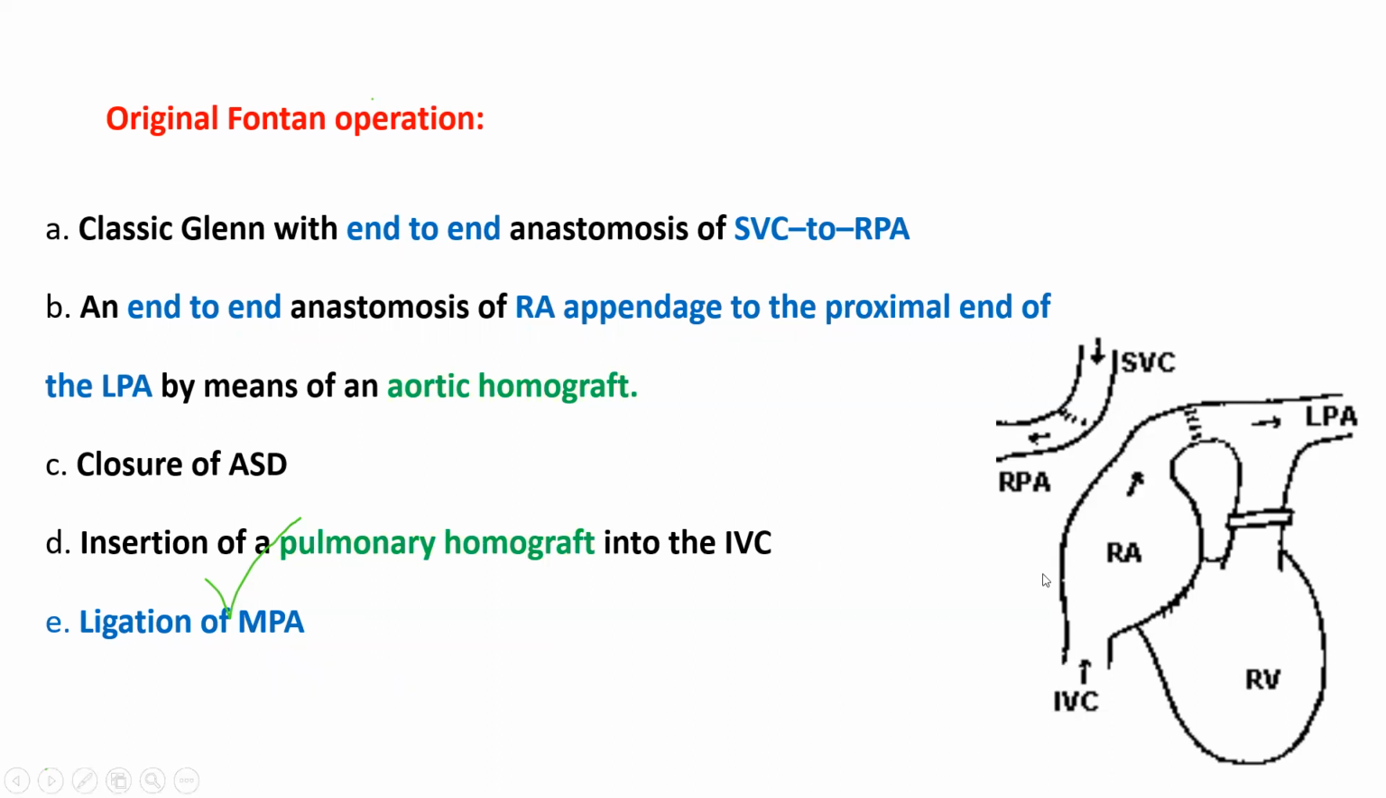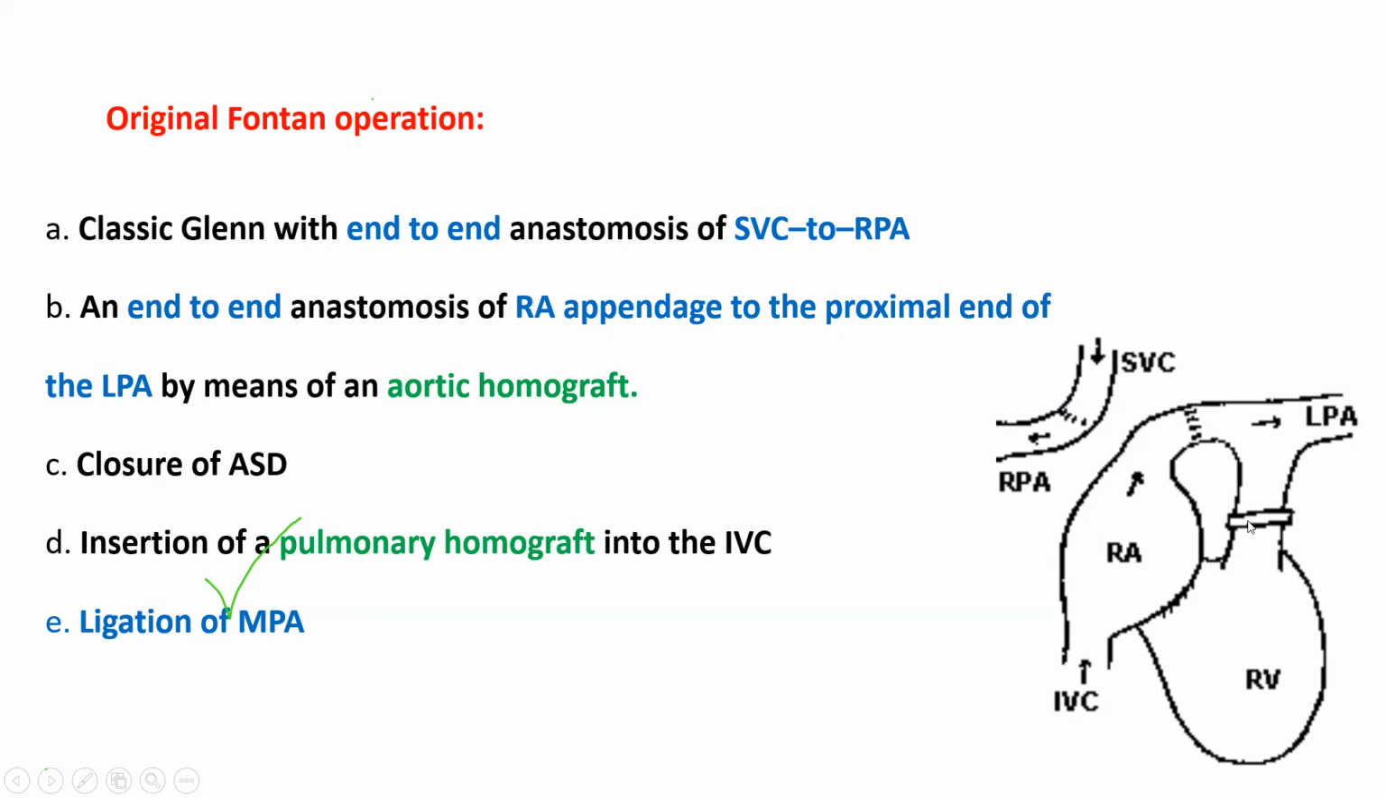As we can see in the pictorial depiction, what happened? The SVC is connected end-to-end to the RPA, and IVC blood is routed to the LPA via the right atrial appendage. There is a closure of the ASD, if any ASD is there. Also, there is a closure of the tricuspid valve. So this RA will act as one single chamber.